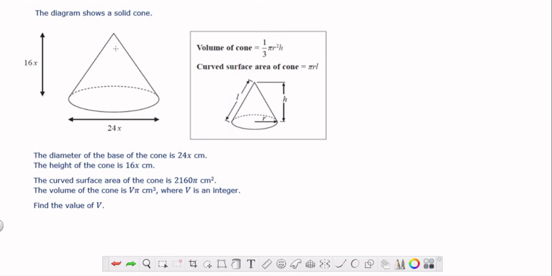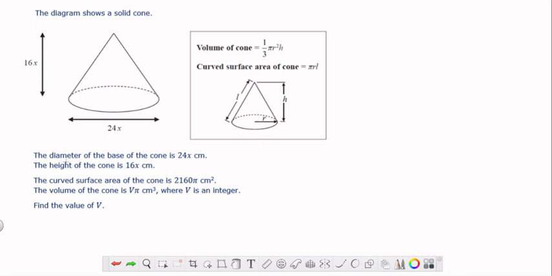Right, I will show you how to work out the volume of this cone. This is quite a difficult GCSE style exam question. The formulas are given for the volume of a cone and the curved surface area of the cone. The curved surface area means everything here, which I'm highlighting, so everything that's wrapped around that makes up the cone.